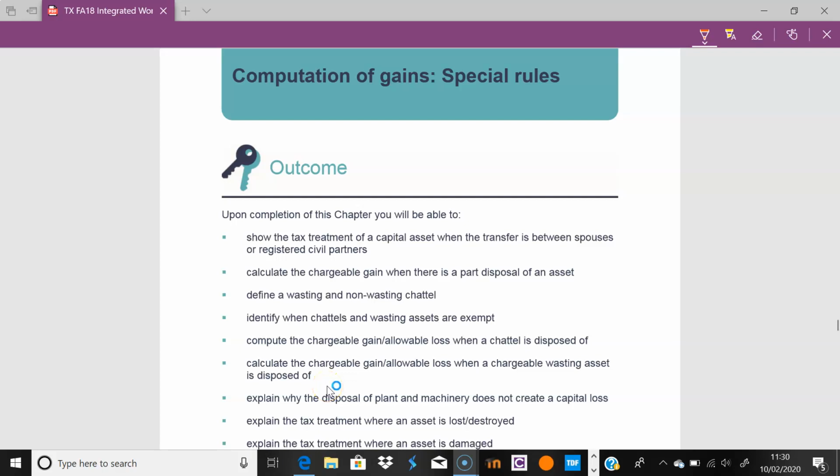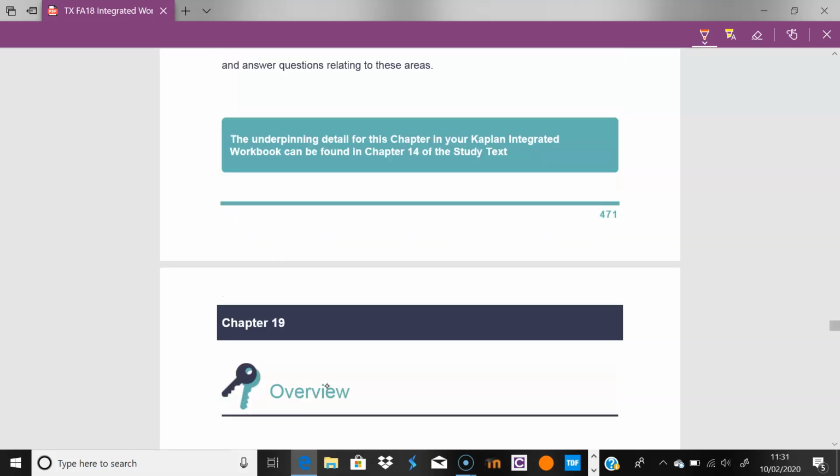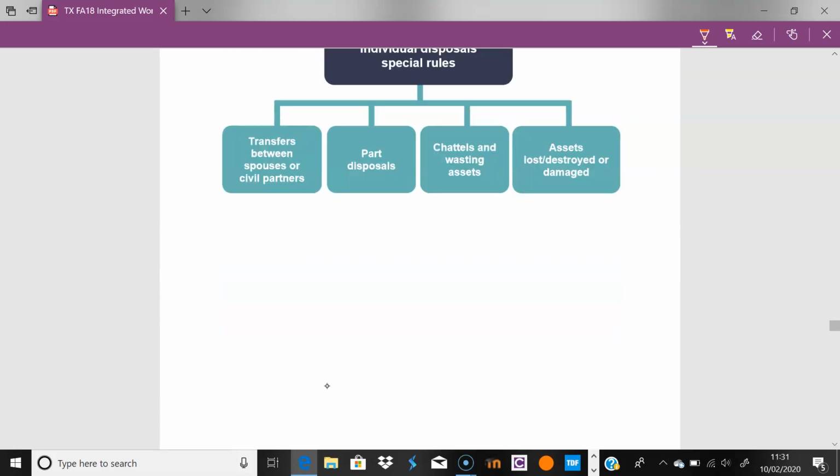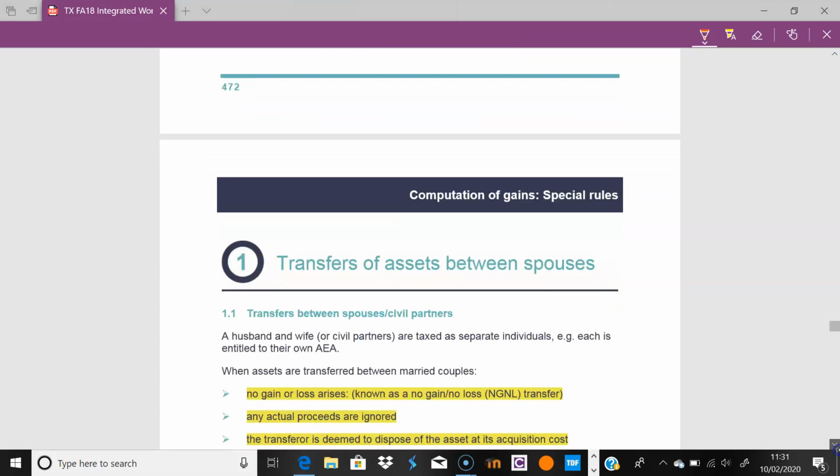Right. So let's look at some special rules and some special instances and see how this works. What do we have here? We're still talking about chargeable gains. As you can imagine, with relationships, especially husband and wife or civil partnerships, as long as they're living together, you would expect that they can transfer assets between each other at nil gain and nil loss. Right, that's the first key thing there. So that's at nil gain, nil loss.